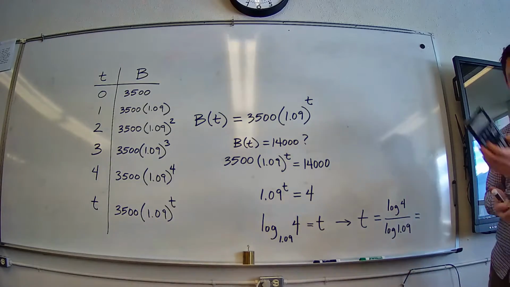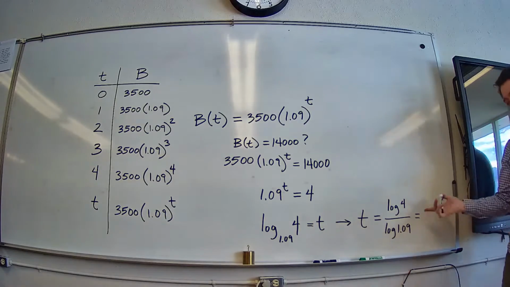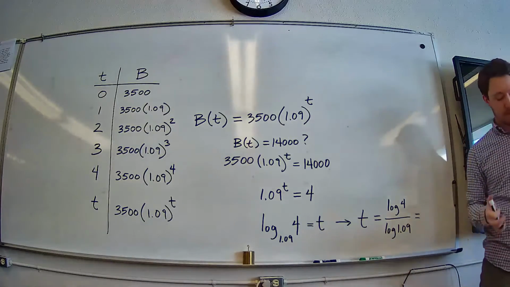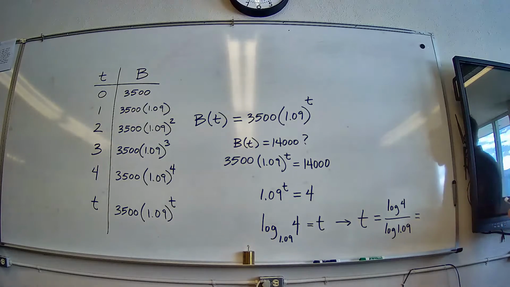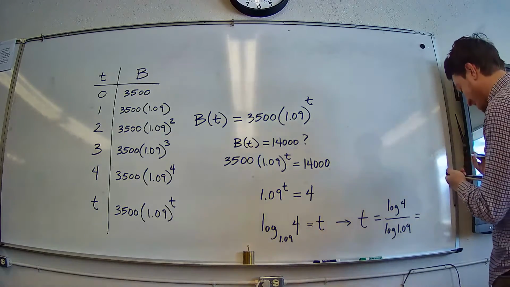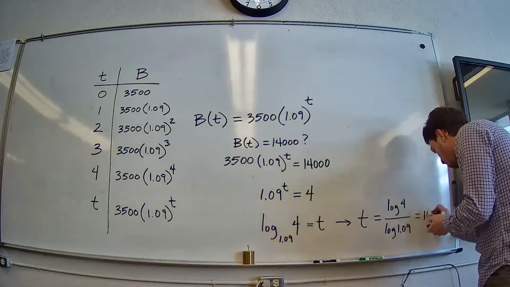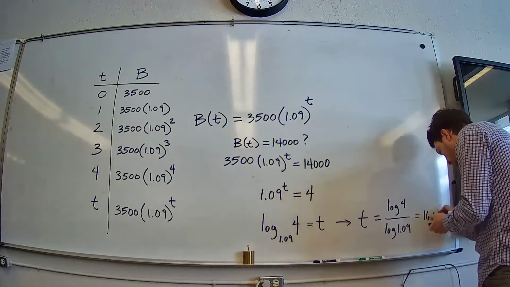I will tell you how to do it on these calculators too, and honestly, this is faster. But once you understand the change of base formula, it's extremely easy to just plug that in. So it's log base 10 of 4 divided by log base 10 of 1.09. Just make sure your answer makes sense. I'm getting roughly 16.0864635 years.